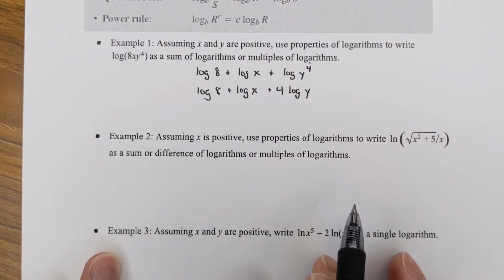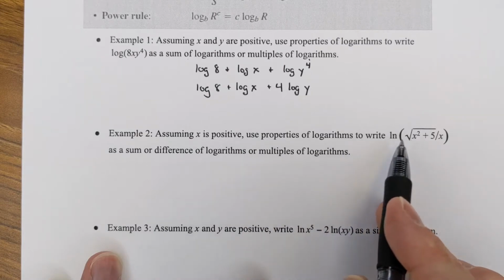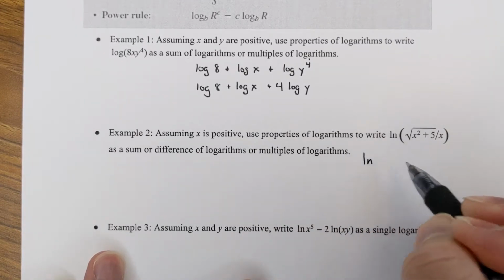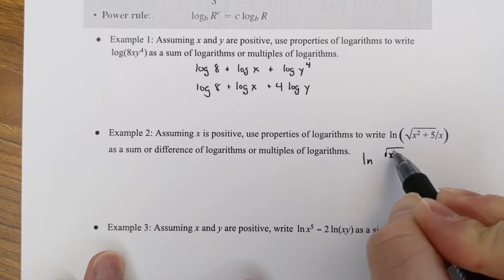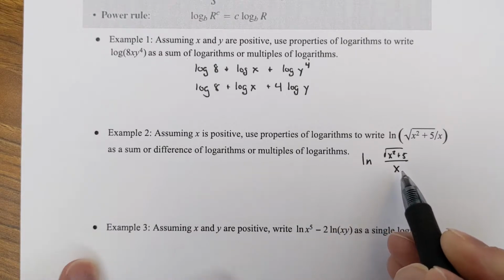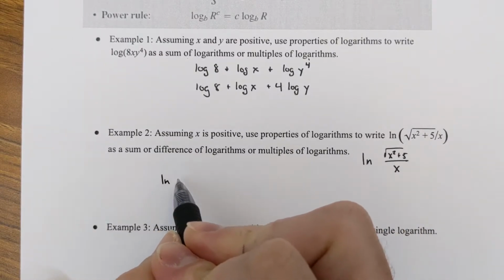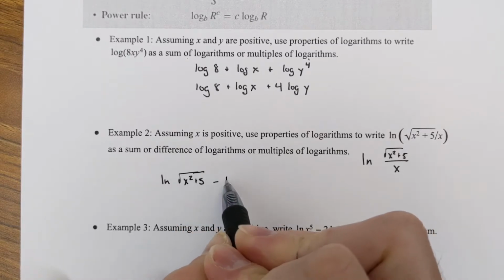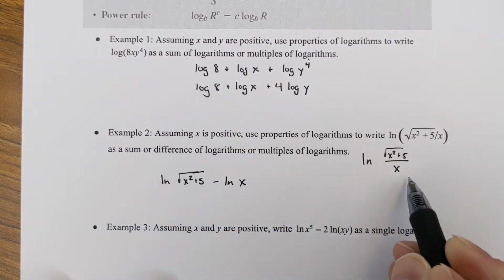All right, example 2: assuming x is positive, rewrite the natural log of the square root of x squared plus 5, all over x. The first thing we have to take care of is that quotient, which means we separate with subtraction, so minus ln x. So that's taking care of the quotient.